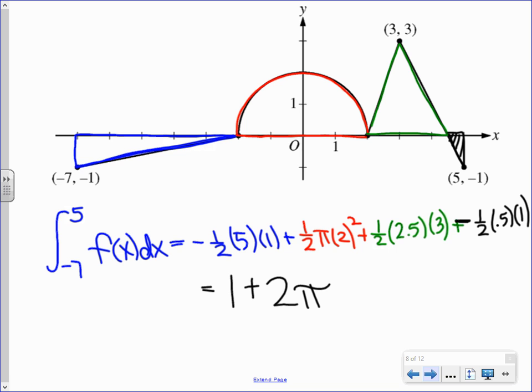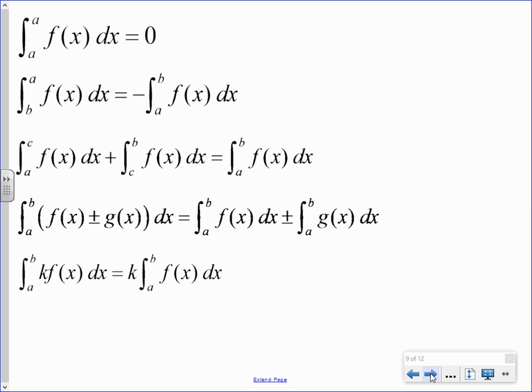Very quickly, let me refresh your memory. You have written these down. No need to write them down again. But let's recall. The integral from a to a is going to be 0 because I'm basically asking you for nothing. A to a, there's nothing there.